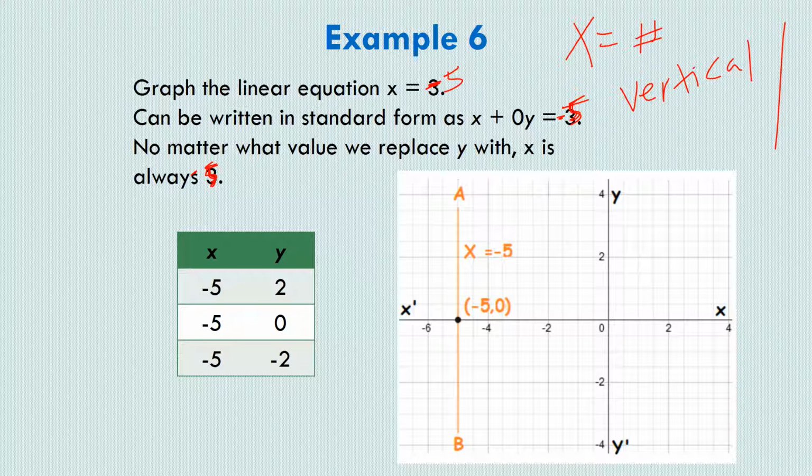Think about the L, but there's also an L in horizontal, so it doesn't help us. But x equals a number is a vertical line. And that is all that we have for tonight.